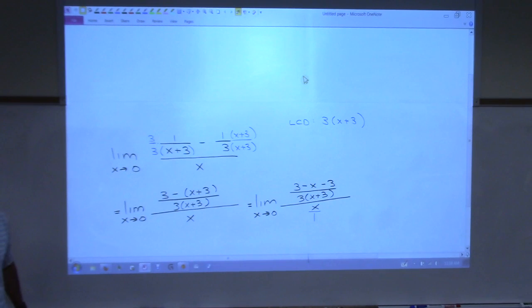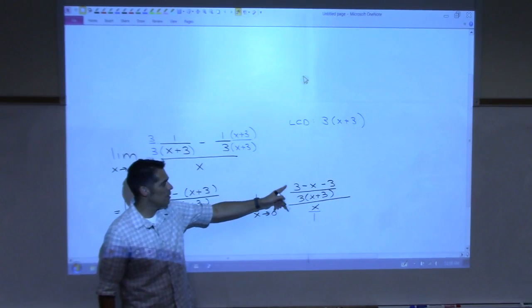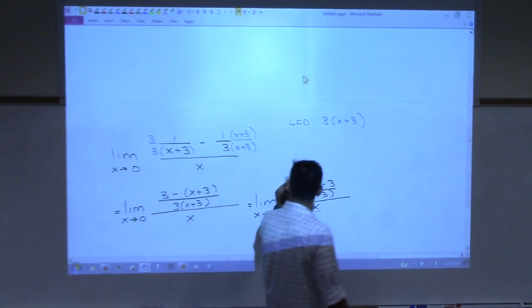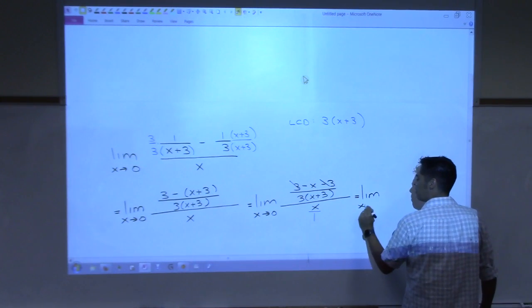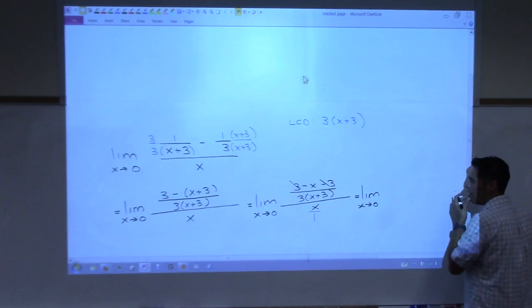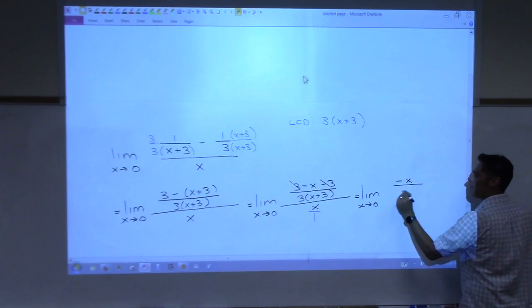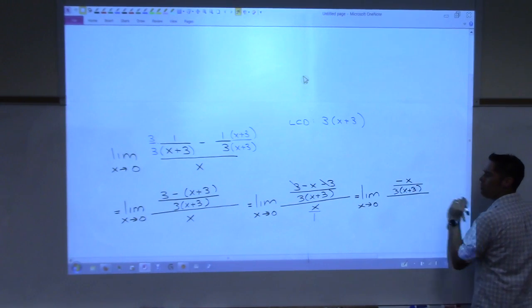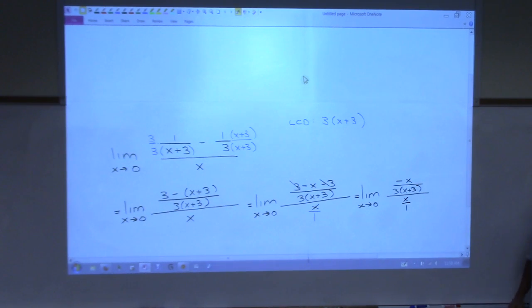Look at the numerator. Look at this numerator. 3 minus 3, 0, right? Okay. So this 3 minus 3 is 0. So we get limit x approaches 0. What do we still have on top there? Negative x over 3 times x plus 3. But all of that still over x over 1. And do you see what's about to happen?